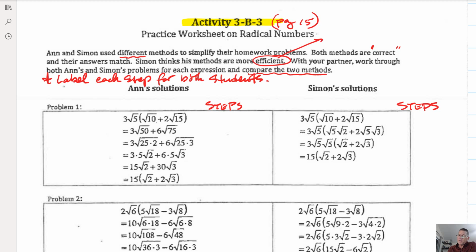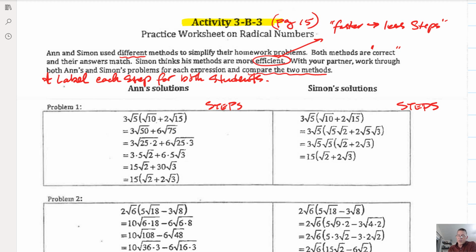Now, typically efficient means faster, okay? And in this case, faster means fewer steps. So if you're more efficient, you do it faster, which in this case, mathematically speaking, means we're doing it with fewer steps. And maybe it also implies even easier, at least for him, okay? So faster and fewer steps means efficient.